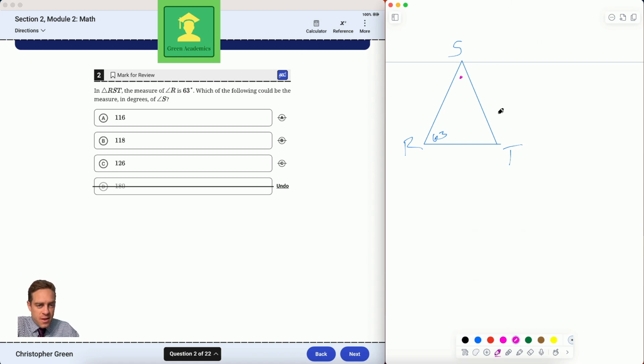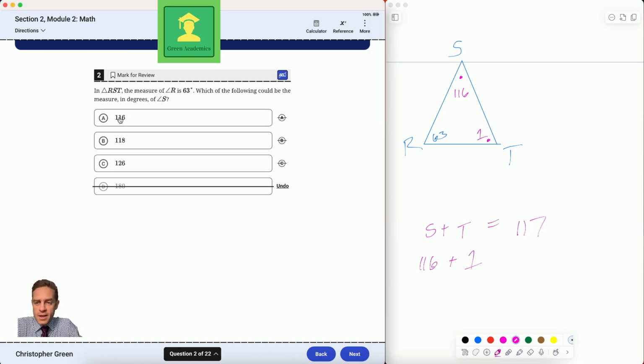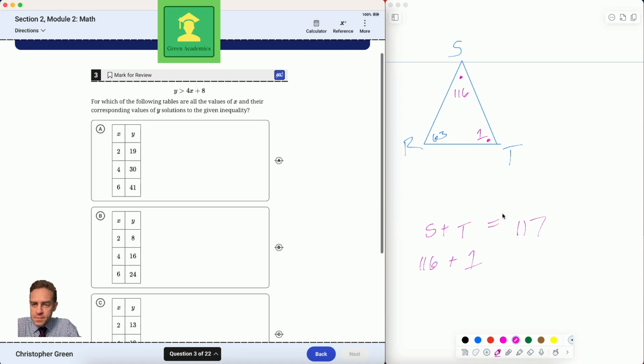So you could say that this and this, right? So it has to be true that S plus T is 117. So neither S nor T could be more than 117. So the only acceptable answer is 116, right? It'd be 116 plus 1. So if this was this and this was this, of course it's not drawn to scale. It would be an incredibly narrow triangle, but the only valid answer is A as an apple.